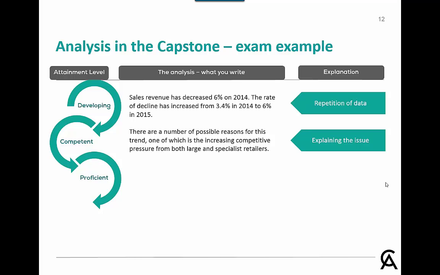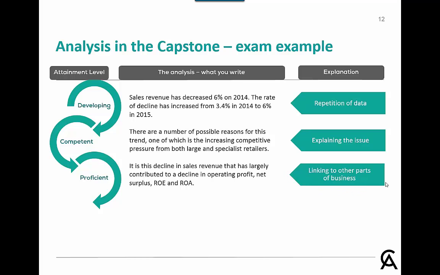Take that to proficient though, because just telling us what's happening is not enough. It is this decline in sales revenue that has largely contributed to a decline in the operating profit, the net surplus, return on equity, and the return on assets. So all of those declines you can see in the financial statements you were given, but you had to work out what was causing them. They weren't being caused by other things. And so we've linked that reduction in sales revenue to other parts of the business.